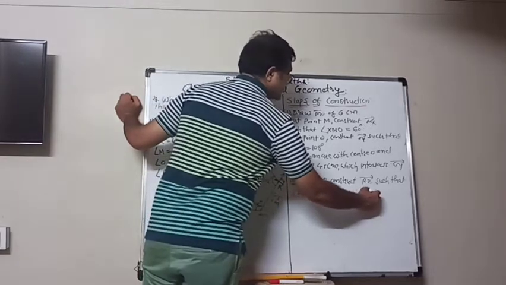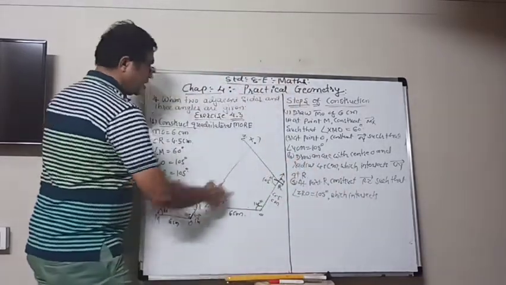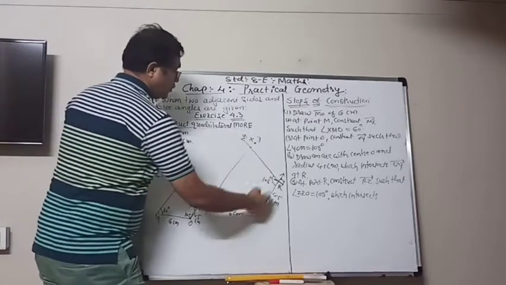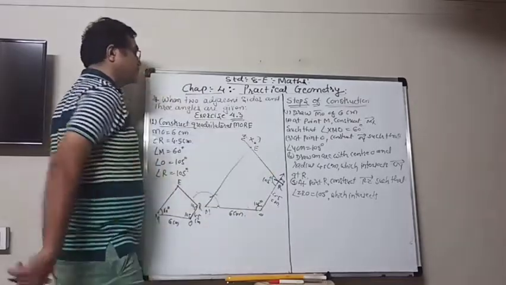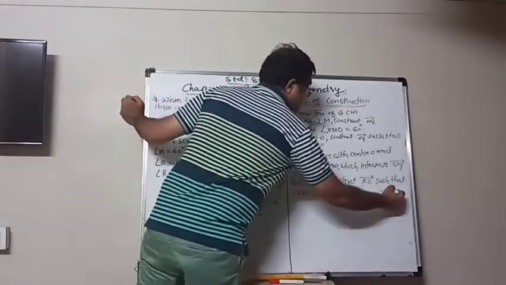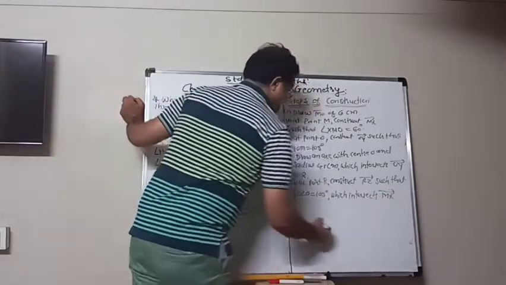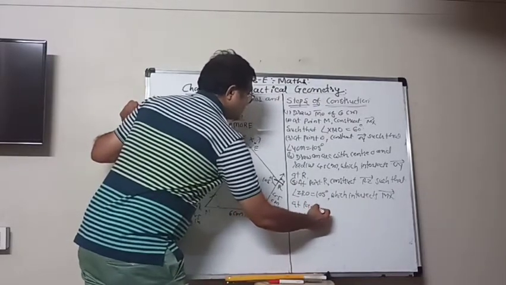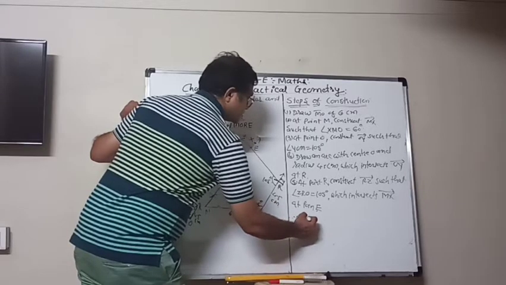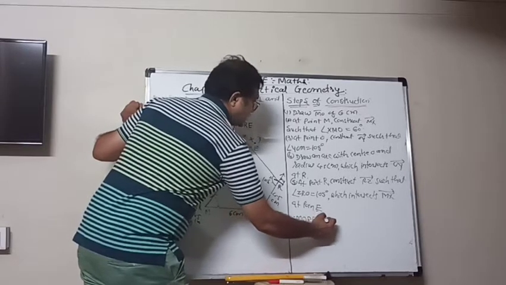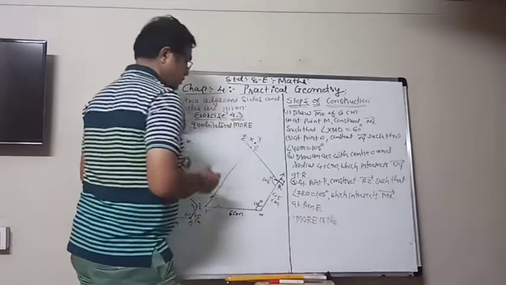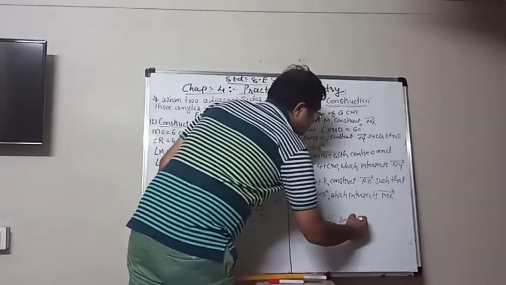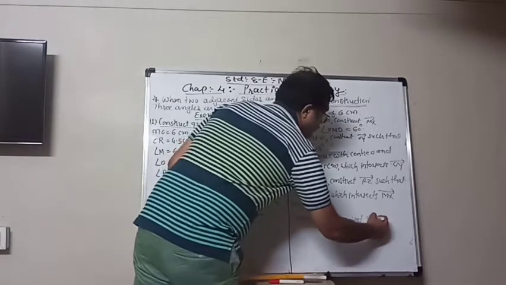Which intersects ray MX at the last point E, which intersects ray MX at point E. Therefore, MORE is the required quadrilateral.